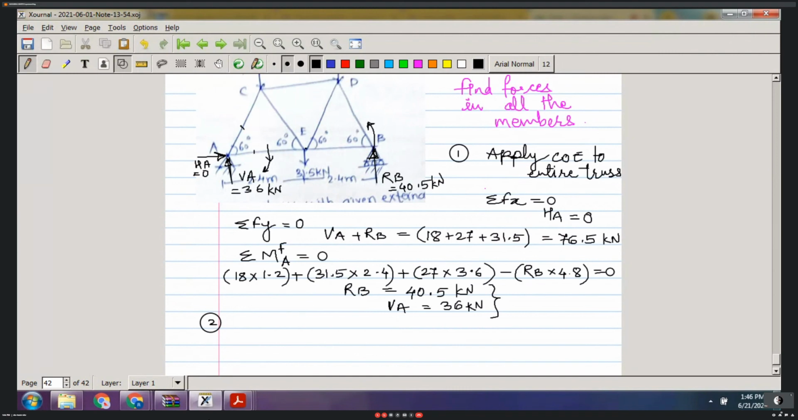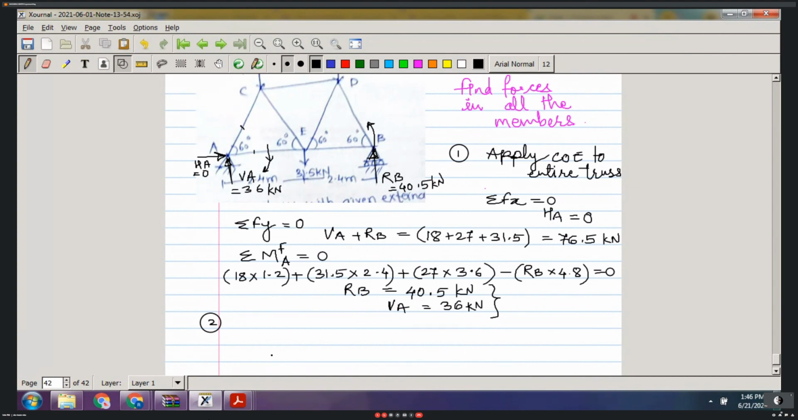If I isolate joint E, how many unknowns are there? 1, 2, 3, and 4. 4 unknowns. If I isolate joint D, 1, 2, and 3. 3 unknowns are there. Again, if I isolate joint B, RB is known, so 2 unknowns are there. So I can start my problem with a joint which does not have more than 2 unknowns.